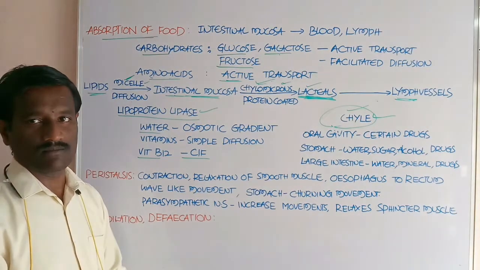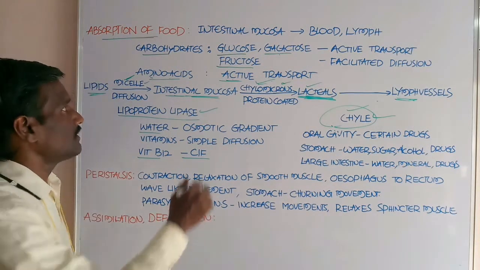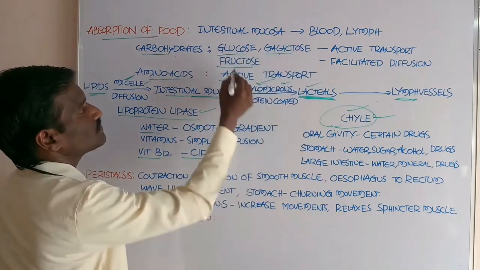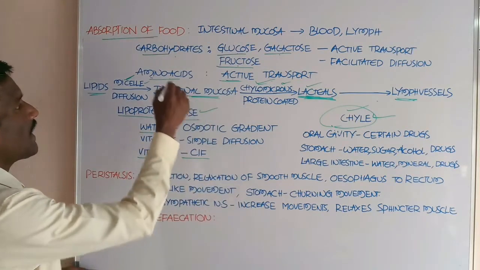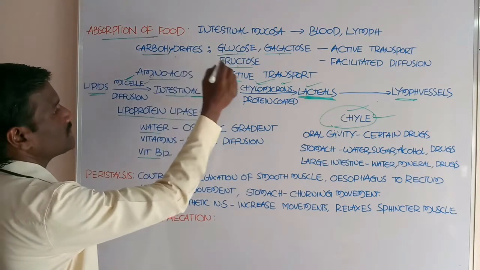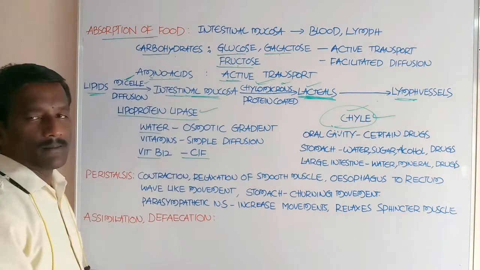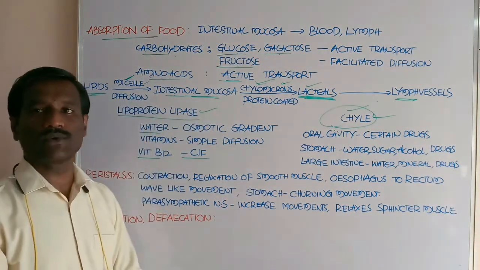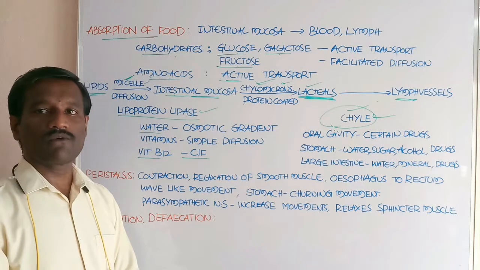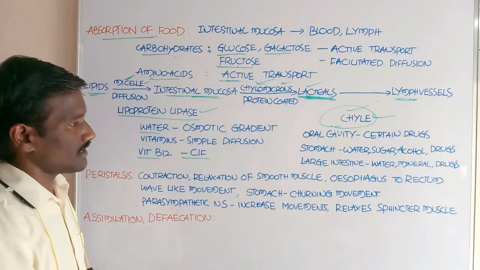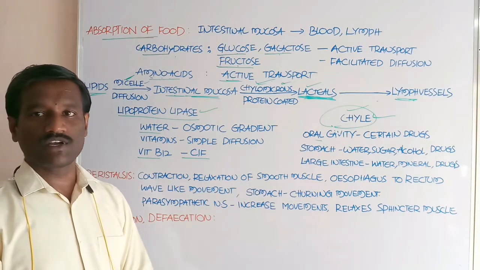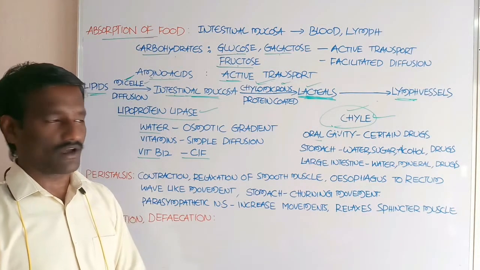Next, these are the different types of simple absorbable substances formed after the digestion of food particles. Carbohydrates convert into glucose, galactose and fructose. Amino acids are formed from proteins, and lipids are finally converted into fatty acids and glycerol. Next, what about the absorption in the different regions of the alimentary canal?